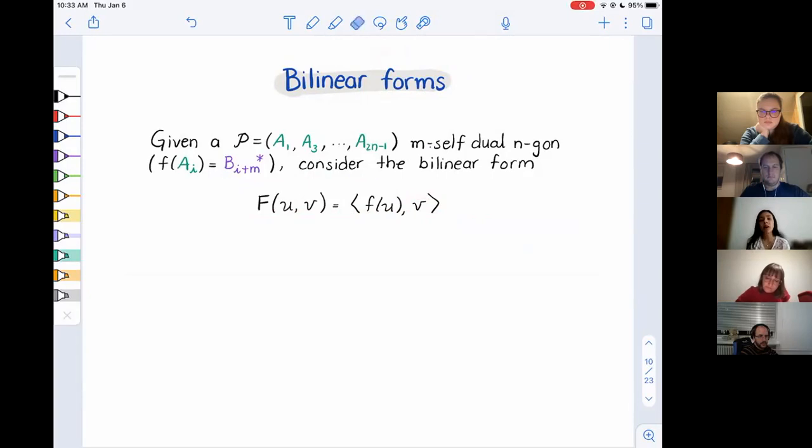But the nice thing about this bilinear form is that it actually encodes some of the information from your polygon. For instance, something that we know is that when the parameter of the shift coincides with the number of vertices, that happens if and only if this bilinear form is symmetric. So that's the kind of thing that we do for studying this. We start with this setup, and we know this bilinear form keeps some of the information of the self-dual polygon.